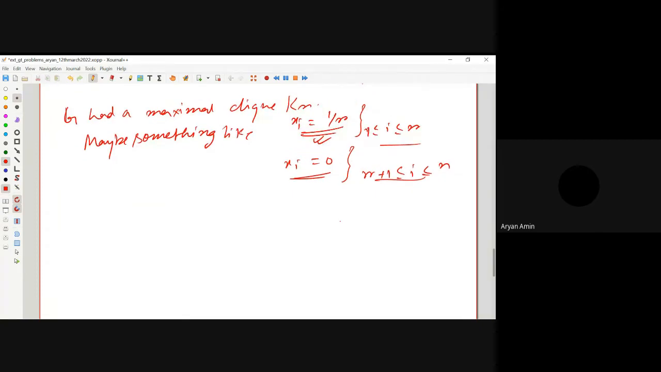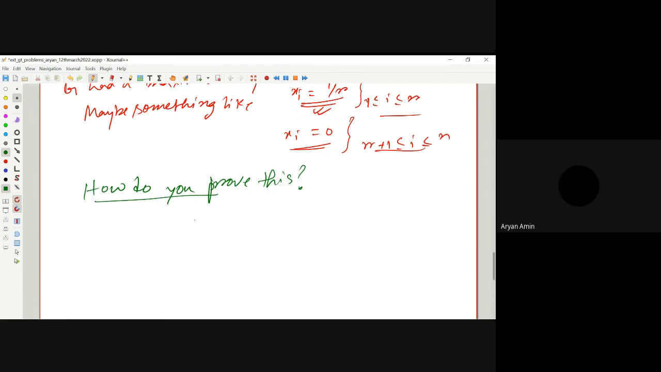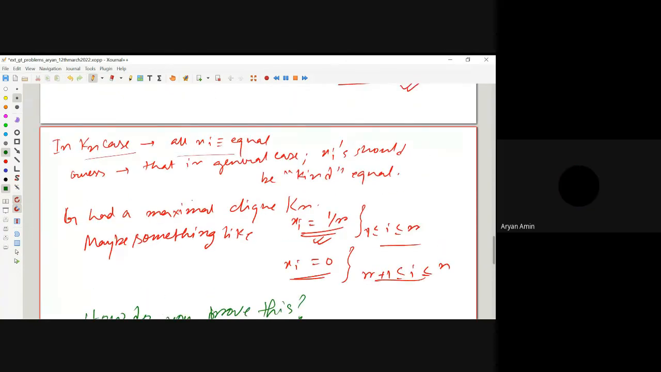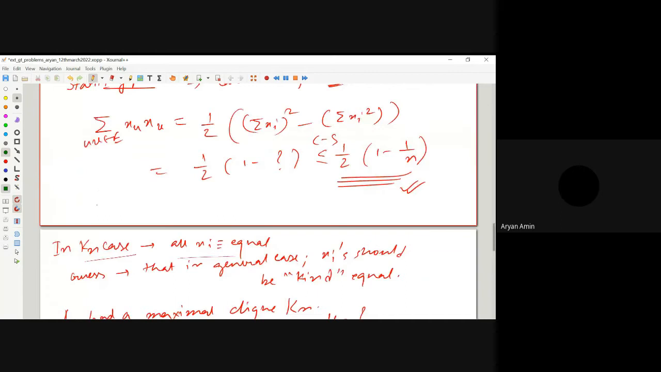But now, how do you prove this? Any ideas? Can you again repeat what you said about xi equals 1 over r and xi equals 0? Okay, so basically for the Kn case, what is the equality case for Kn? All the variables are equal, and all the variables are equal to 1 by n, right? So here xi equals 1 over n for all i. So this is what we are doing for the Kn case.